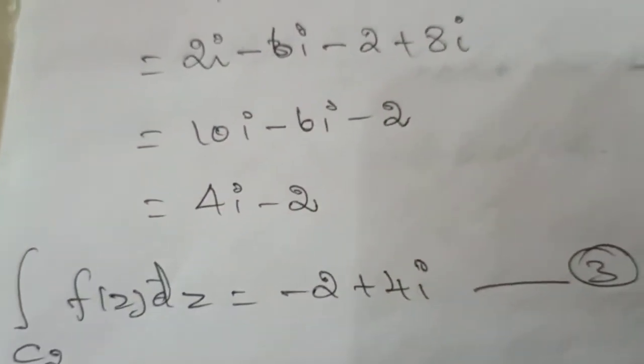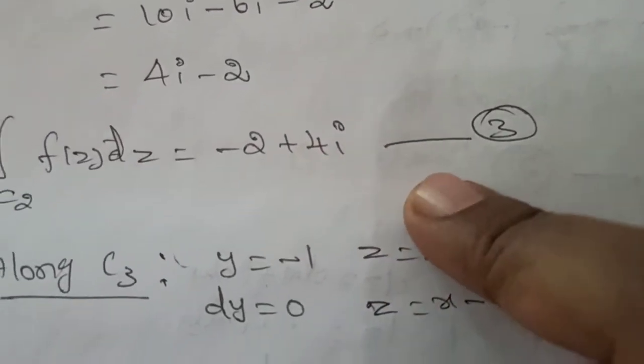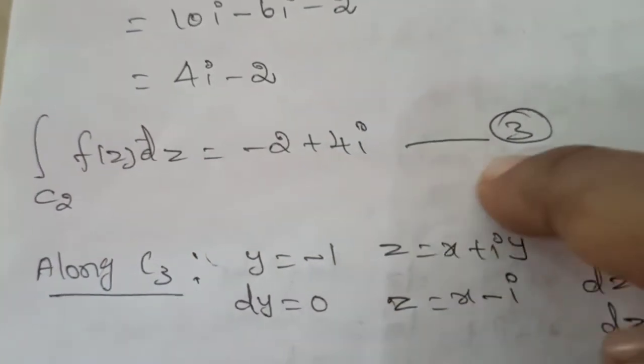So take this equation number. That is minus 2, first taking the real part, minus 2 plus 4i. You give the equation number 3. So along C2 value we got the answer minus 2 plus 4i.